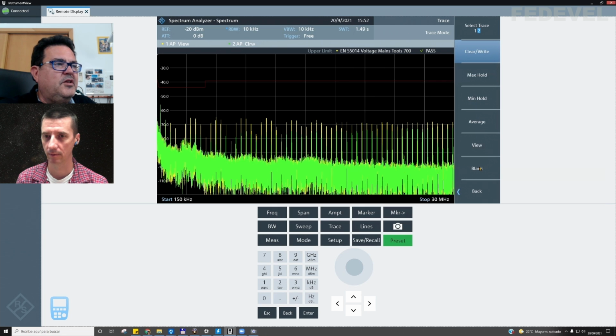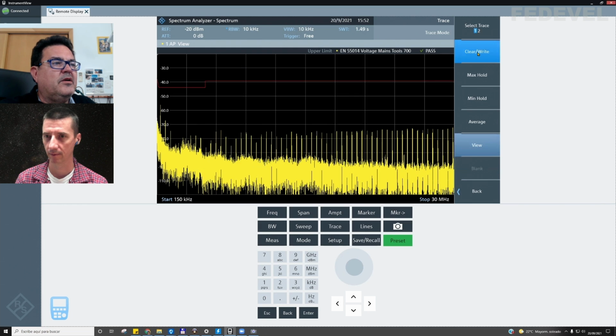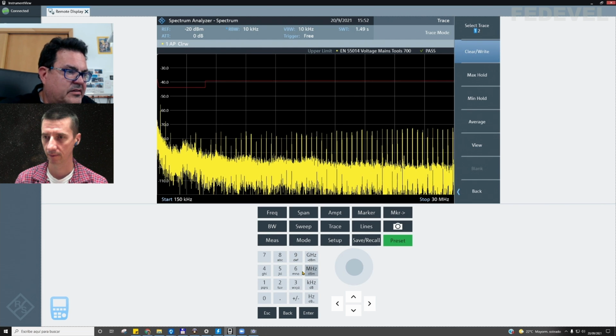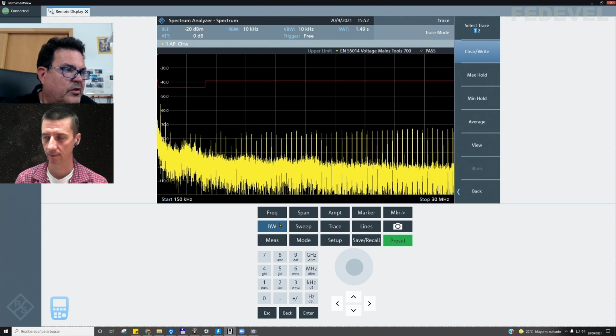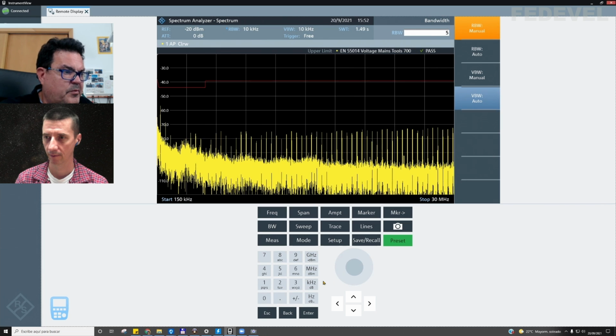Exactly. Let me remove this one, go to trace number 1 and clear. Let me select the resolution bandwidth, for example, instead of 10 kilohertz, let's go to 50 kilohertz, so the sweep is faster.